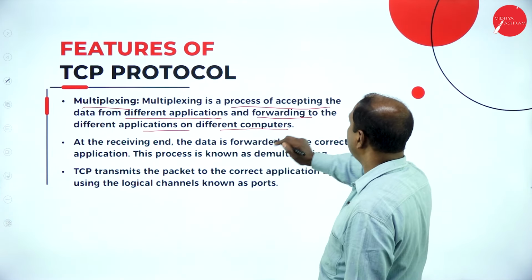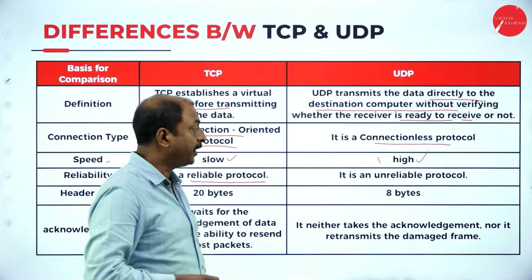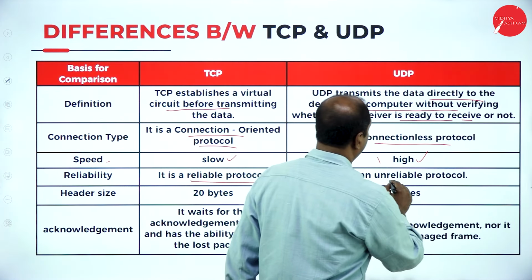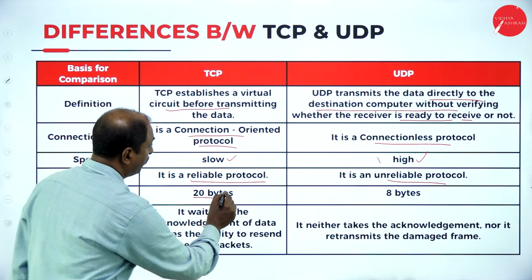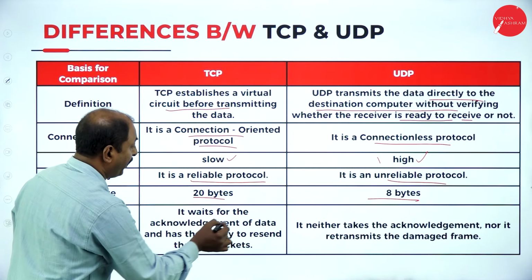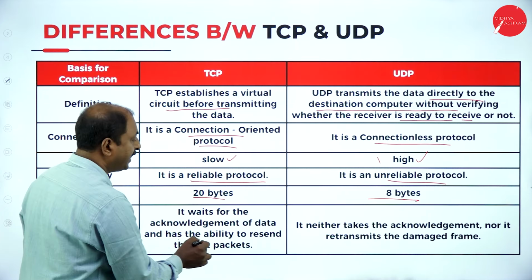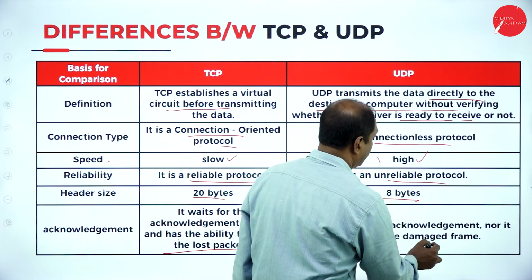Next one is speed. TCP is slow speed and UDP is very high speed, because of the different mechanisms involved in TCP. And reliability. TCP is a reliable protocol, as we have seen, providing a connection-oriented service with the help of sequence numbers and the acknowledgement concept, but UDP is unreliable. There is no sequencing concept in UDP. And the header size is 20 bytes for TCP and 8 bytes for UDP. And acknowledgement. TCP waits for acknowledgement of data and has the ability to resend data packets. UDP neither takes the acknowledgement nor retransmits the damaged data.